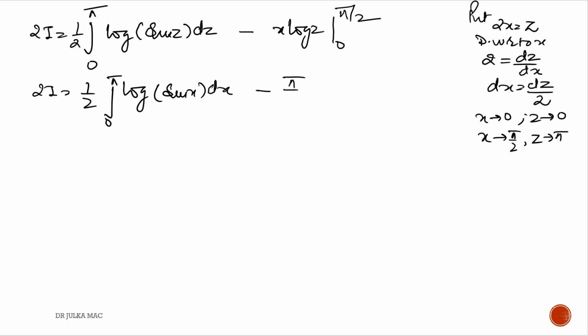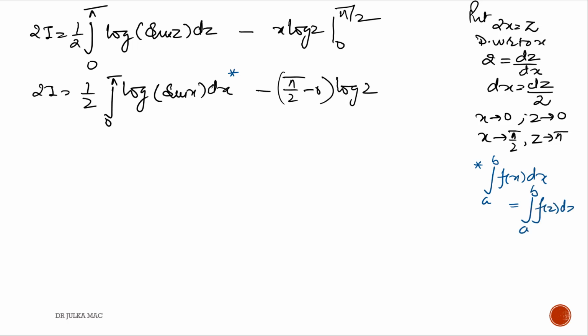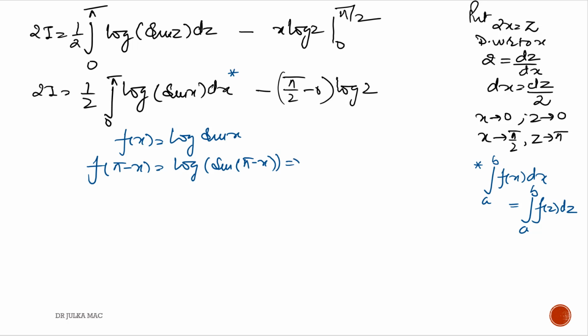We can use this property: the integral from a to b of f(x) dx equals the integral from a to b of f(z) dz. We can replace z by x or x by z. And the second part is pi by 2 log 2. Now again, the function is log sin x. If we use pi minus x, sin of 180 minus theta is sin theta, so it is equal to f(x).